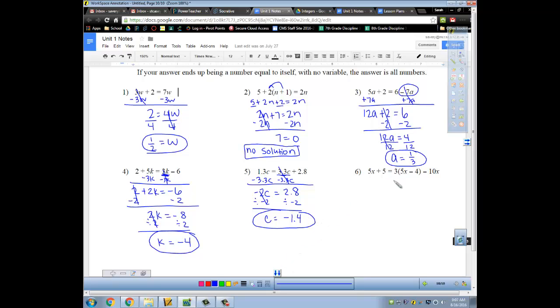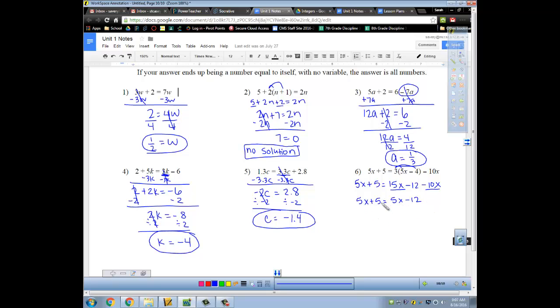Number 6, we have some simplifying we can do on the right, so I'm going to do the distributive property over there. So I have 5x plus 5 on the left equals 15x minus 12 minus 10x on the right, so I just did 3 times both of the terms inside of the parentheses. I can still simplify a little bit over here. I can combine my 5x minus 10x to get 5x plus 5 equals 5x minus 12.